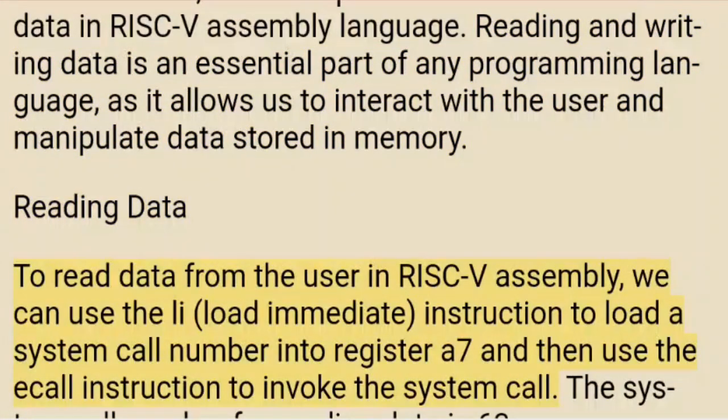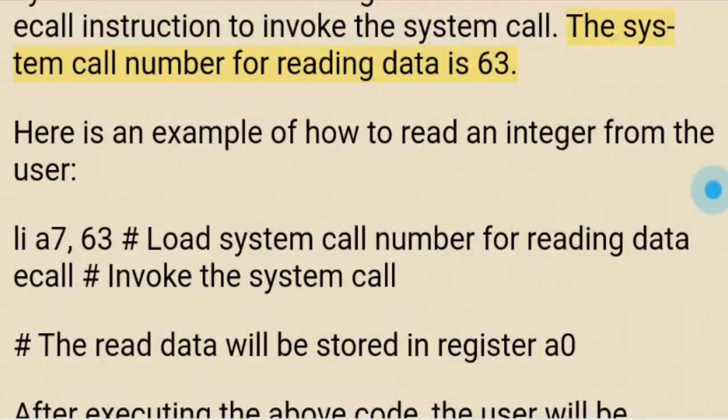Reading data. To read data from the user in RISC-V assembly, we can use the load immediate instruction to load a system call number into register A7 and then use the ecall instruction to invoke the system call. The system call number for reading data is 63. Here is an example of how to read an integer from the user. li A7, 63 # load system call number for reading data; ecall # invoke the system call. The read data will be stored in register A0.